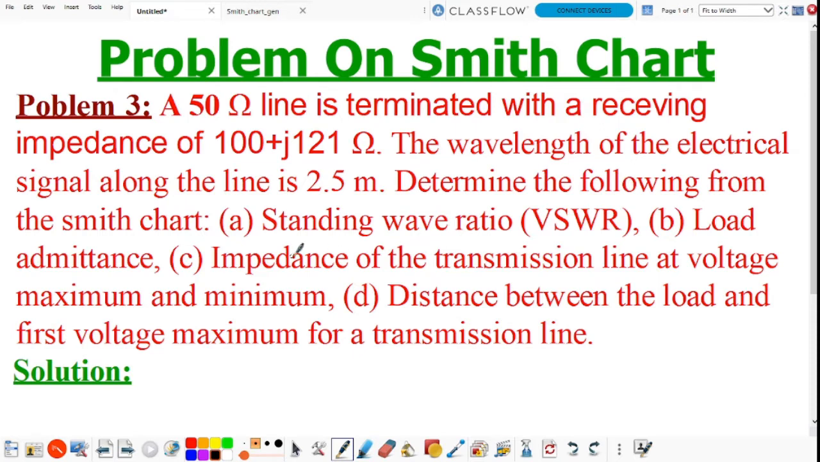First bit, standing wave ratio. Second bit, load admittance. Third bit, impedance of the transmission line at voltage maxima and voltage minima. And fourth bit, distance between the load and first voltage maxima for a transmission line.